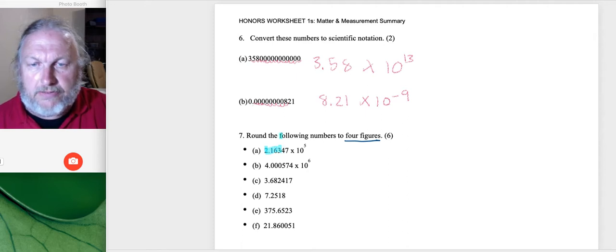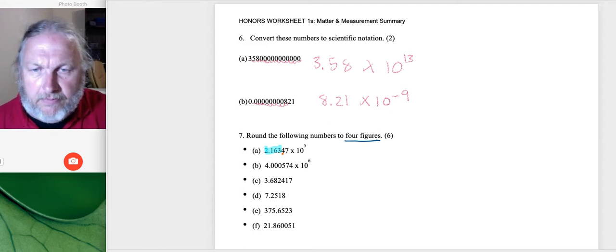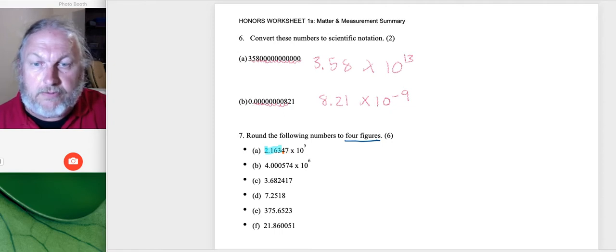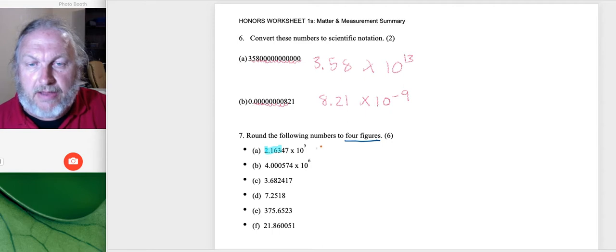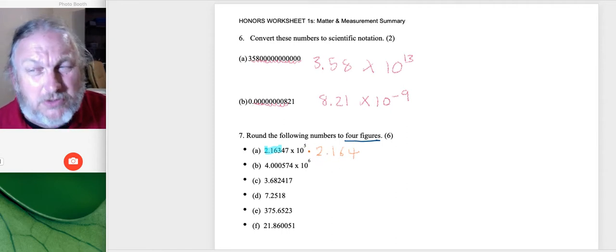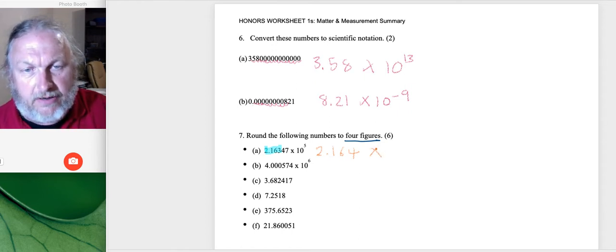I look at this number right here. After the 3 is a 4, but right next to the 4 is a 7, so I've got to round the 4 up to a 5. I'm going to write that down as 2.164. Okay, I got my 4 figures there, but I can't forget those tens places, so I just leave that alone. 2.164 times 10 to the 5th. That's all I've got to do.